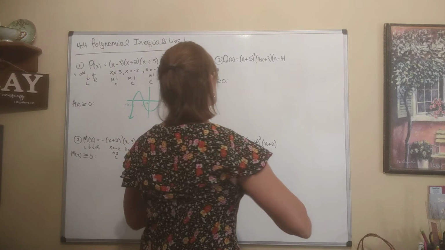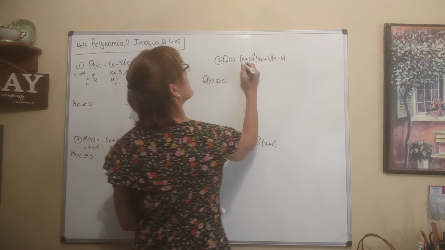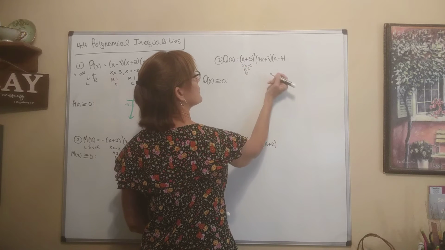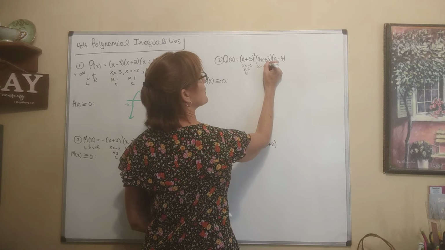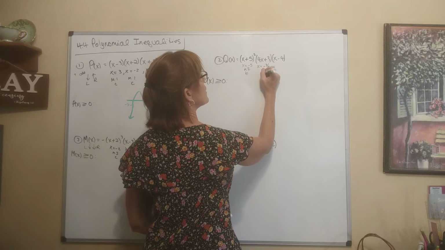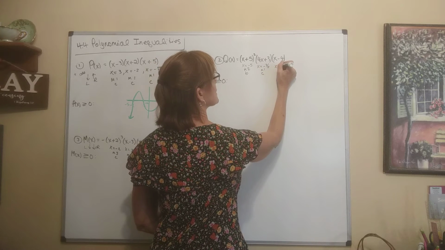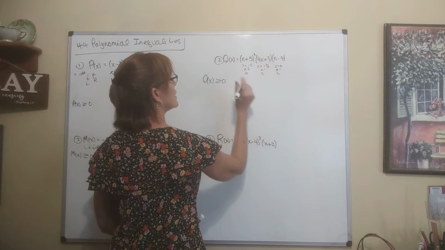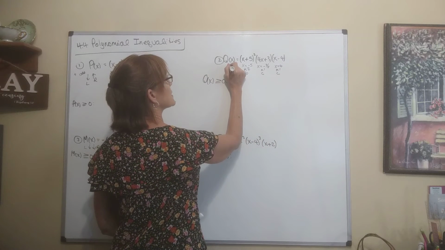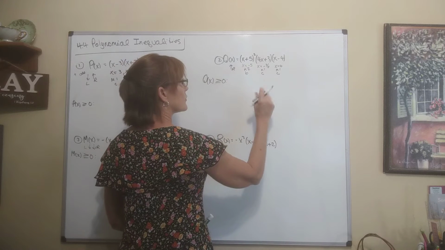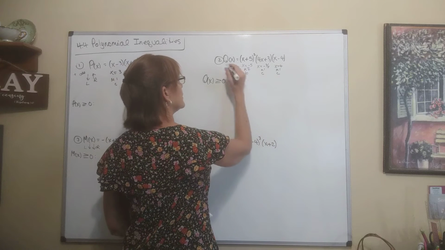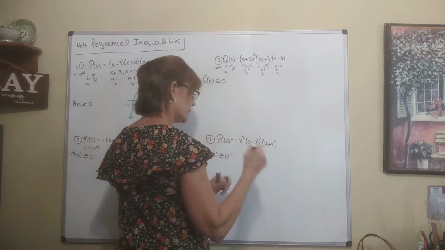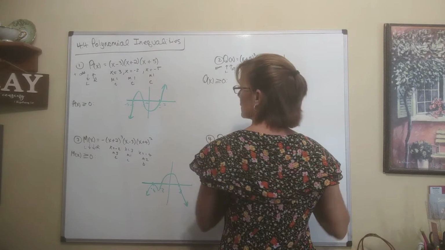X is -5, multiplicity of 2, bounce. X is -3/4, multiplicity of 1, cross. X is 4, multiplicity of 1, cross. What about the end behavior? Well, leading coefficient is positive, up to the right. The degree is 2 + 1 + 1, even. Left follows the right, up left. Okay, so let's graph him real quick.